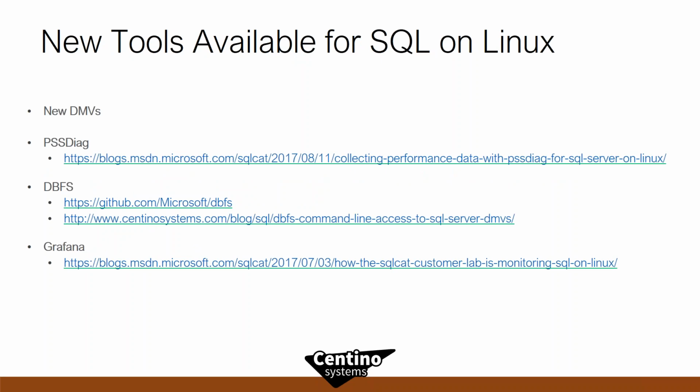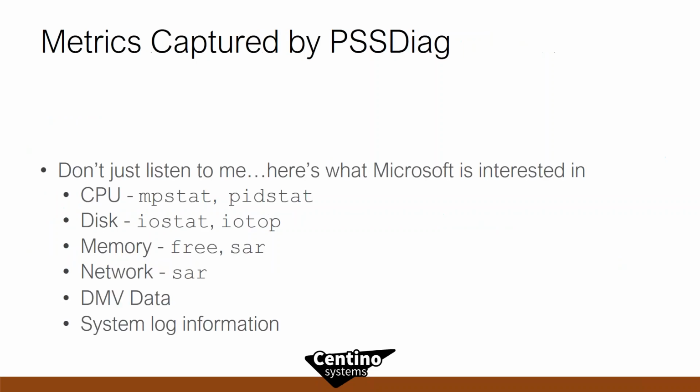A bunch of other tools have come out along the way. There's a couple of new DMVs available to you guys. There is a PSS Diag package that's available. You can check that out at that link there. DBFS gives you a procfs-like view into the DMVs in SQL Server. So I can go at the file system and interact with SQL Server and access DMV data externally from the file system. Good stuff there. The CAT team also put together some great performance visualizations with Grafana, so I strongly suggest you guys check out that information.